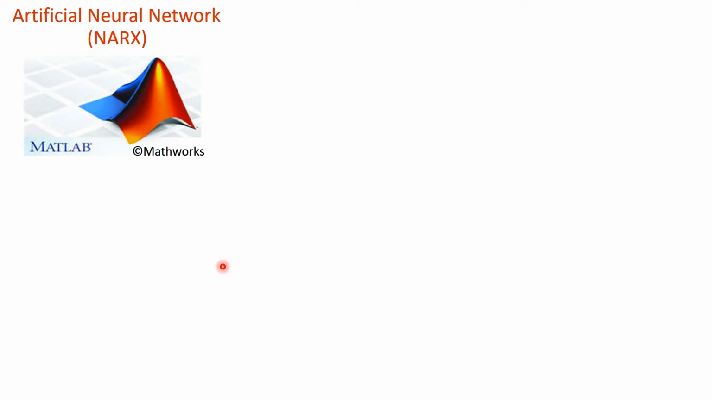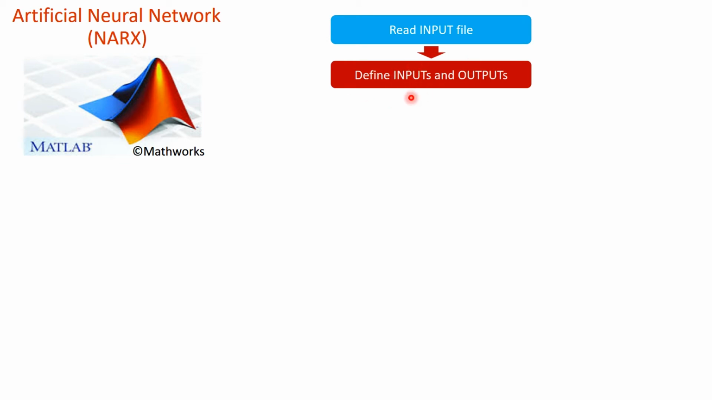So the first step in building this NARX is to read an input file. In our case, it's going to be an input file that contains previous days' stock prices. It's going to have the highs and lows, opening price, closing price. So that is our input. Then what we do is define what our input is and what our output is. In our case, our output is the stock price.